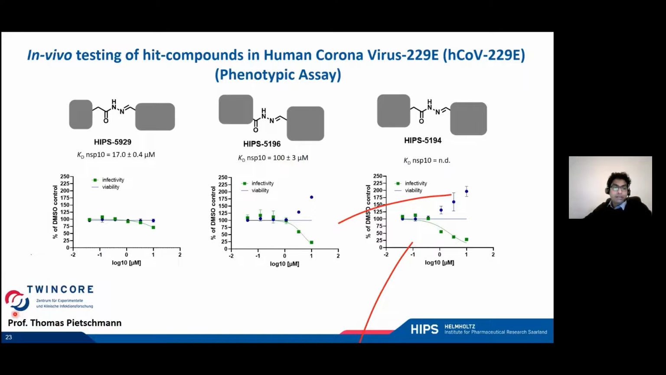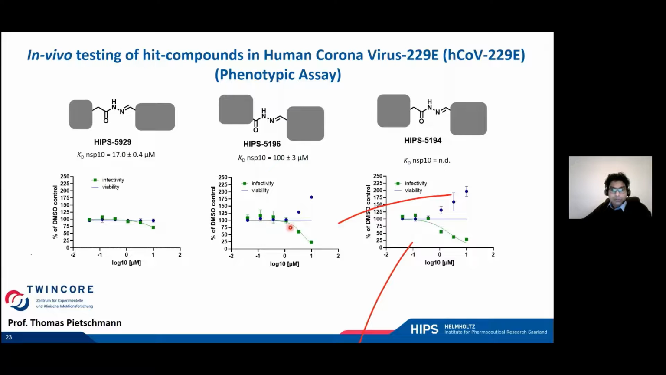So we have a collaboration with Professor Thomas Pietschmann from TWINCORE, where we have this viral lab, which is a safety level 3 lab. What they do is use cells from the animal and infect them with coronavirus, right? And in this case, it was the old coronavirus, the human coronavirus 229E, which was easy to handle as compared to the new coronavirus. So they infect these cells, and then they add our compounds to that, and then see if this coronavirus is killed.